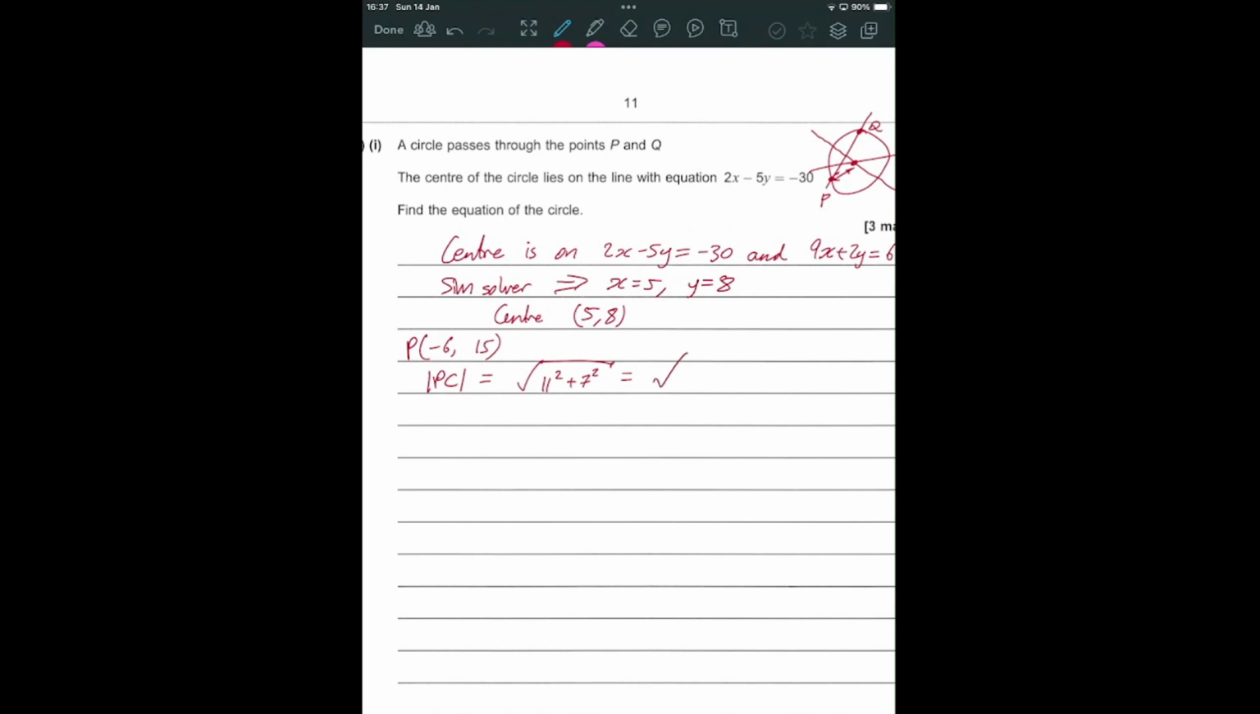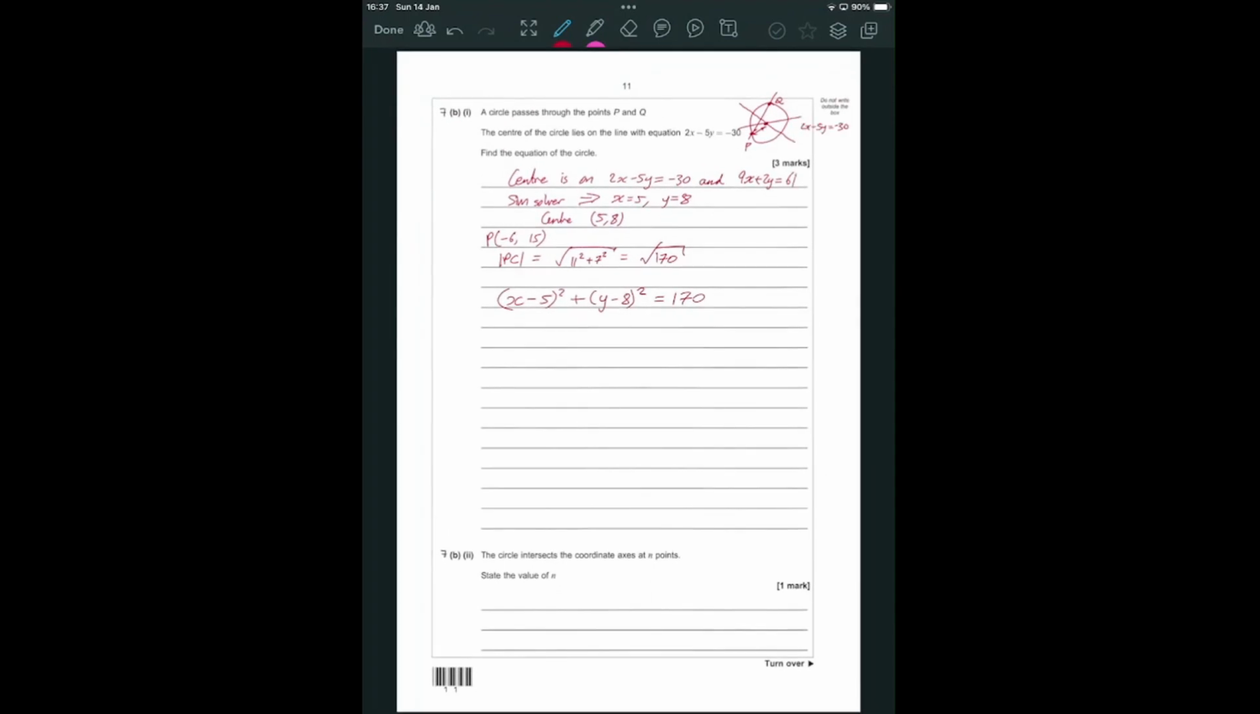So that's going to be the square root of, is that 160? 11 squared plus 7 squared is 170. And therefore the equation of the circle is x minus the x coordinate of the centre squared plus y minus the y coordinate of the centre squared equals the radius squared. And that's done.